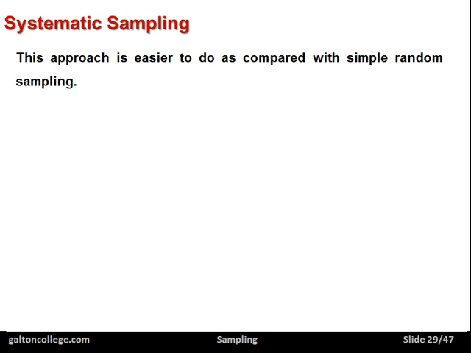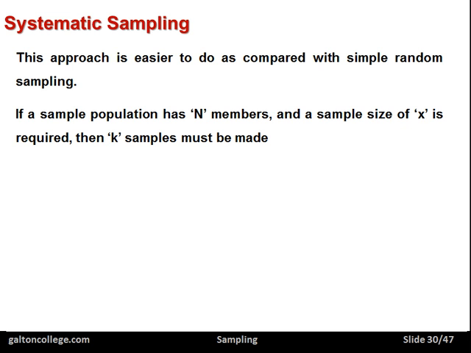Now let's talk about systematic sampling. This approach is easier to do as compared with simple random sampling. This approach is quite straightforward. If a population has n members, so there are n people in the population, let's say there's 100 or 500, whatever, and we want a sample size of x, so we want a sample size of 10, and this sample size is required.